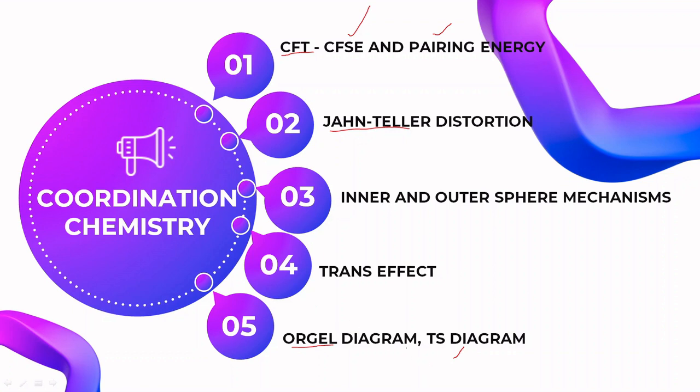Then you can go to the TS diagram. This is somewhat tough, so you can also skip it because it's somewhat difficult to understand. But you should know about the color of coordination compounds whenever coordination chemistry is concerned. After thoroughly covering all these concepts, you move on to organometallics.